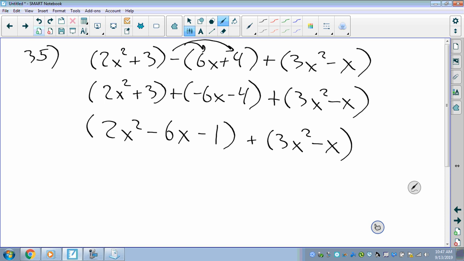Carl, what's 2 plus 3? Is it Carl or Carlos? Is that like the guy from The Walking Dead? Carl, what's 2 plus 3? 5. 5, yeah. So 2x squared plus 3x squared is going to be 5x squared, yes? Good?